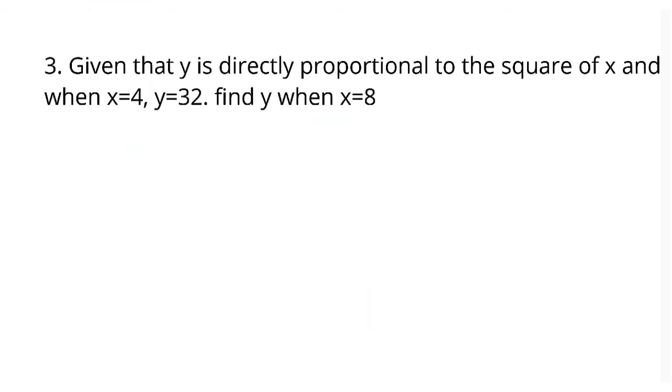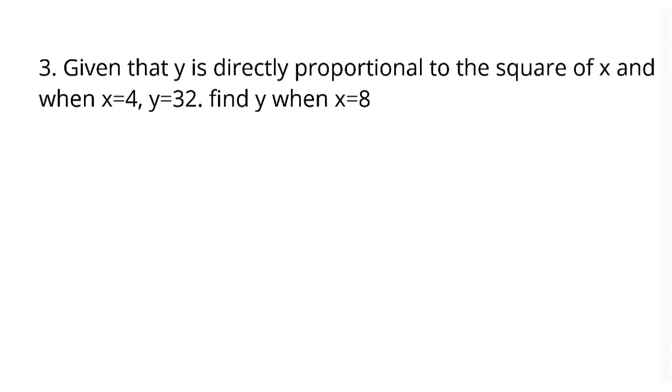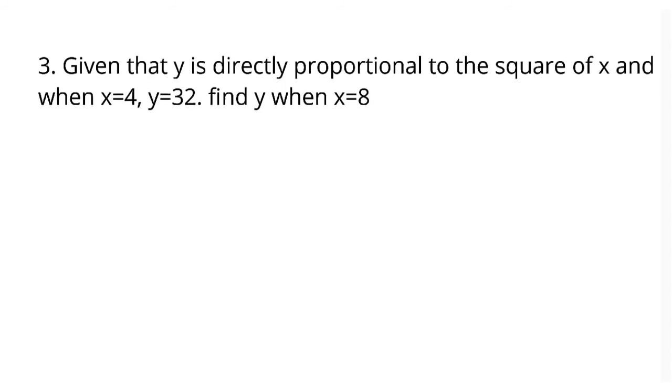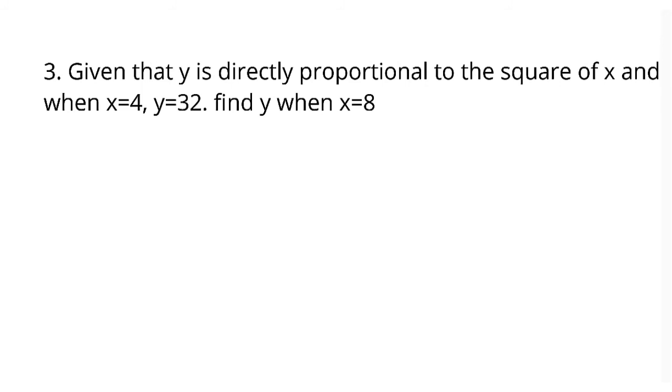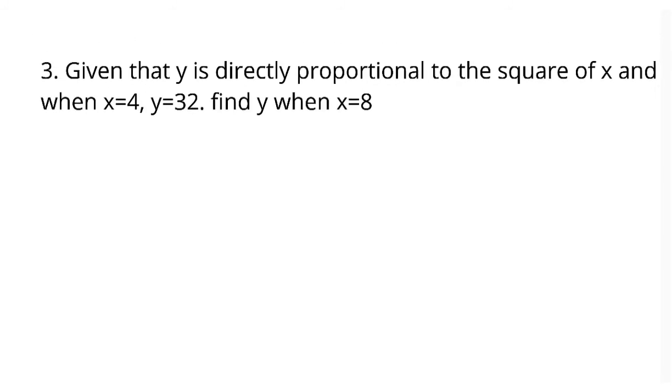Let's go to example number 3. Example number 3 says that given that y is directly proportional to the square of x, and when x equals 4, y equals 32, find y when x equals 8. So the question here is, y is directly proportional to the square of x. It is not directly proportional to x, but to the square of x, that is x squared.